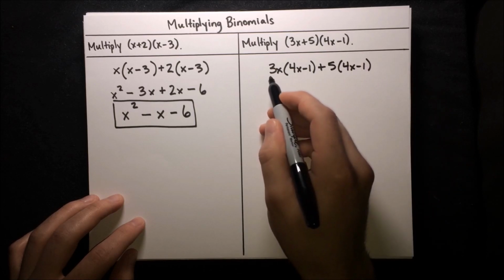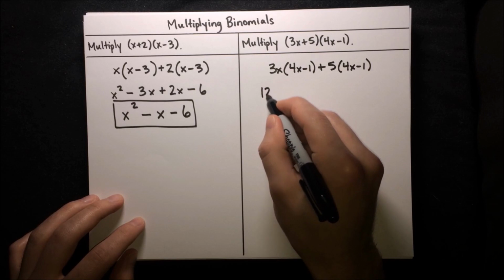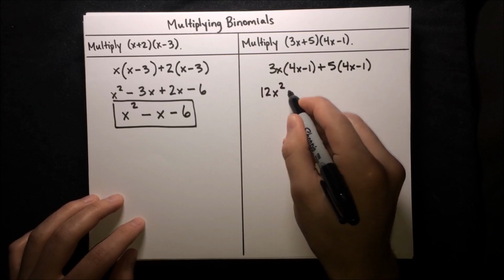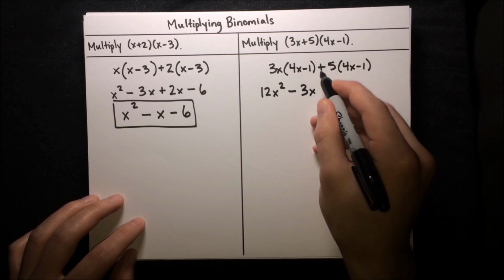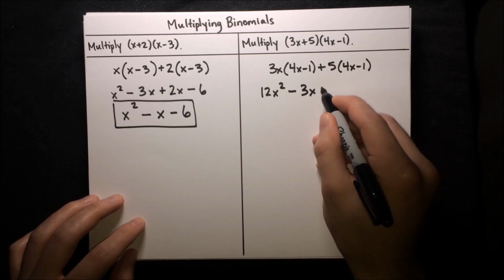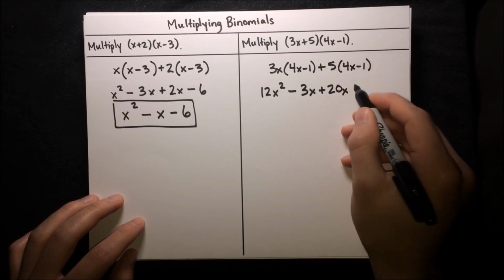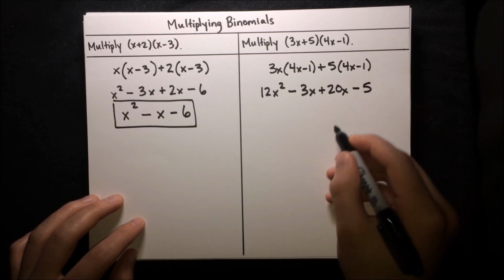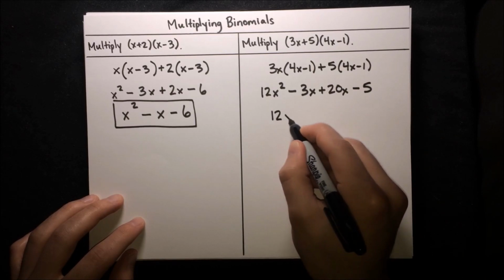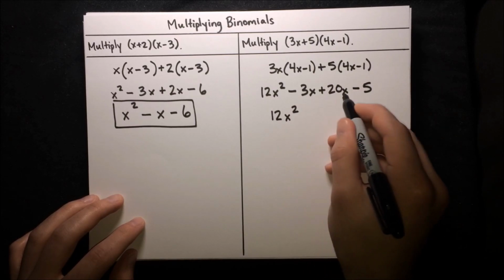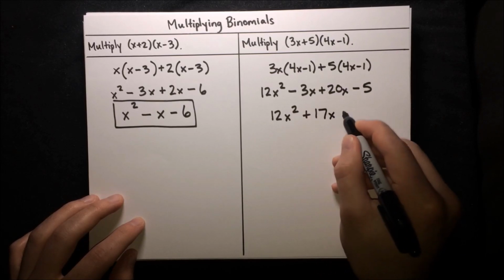Go ahead and distribute the 3x across, so 3x times 4x makes 12x squared, then minus 3x times 1, so just minus 3x, then plus 5 times 4x, so plus 20x, minus 5 times 1, so minus 5. Alright, so combining like terms, we have 12x squared, then this 20x minus 3x makes 17x, and then minus 5.